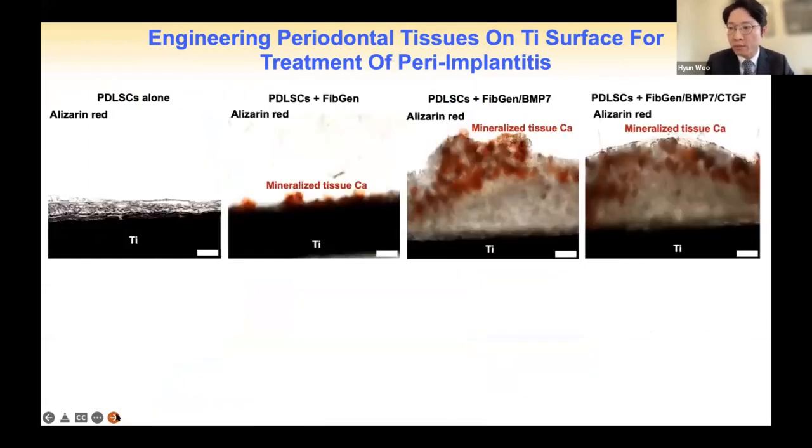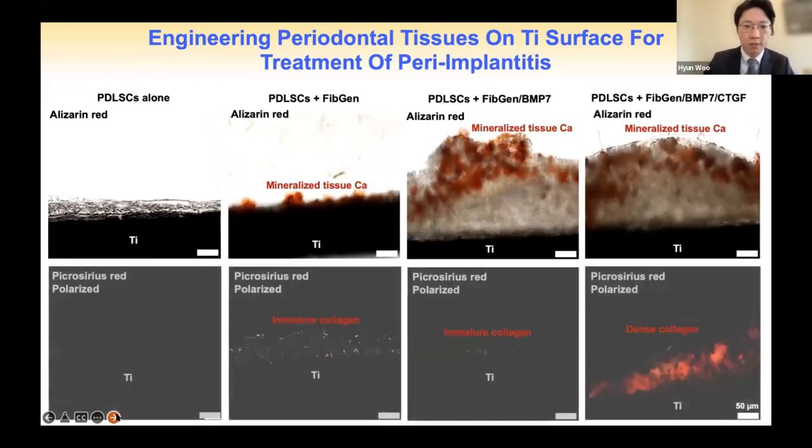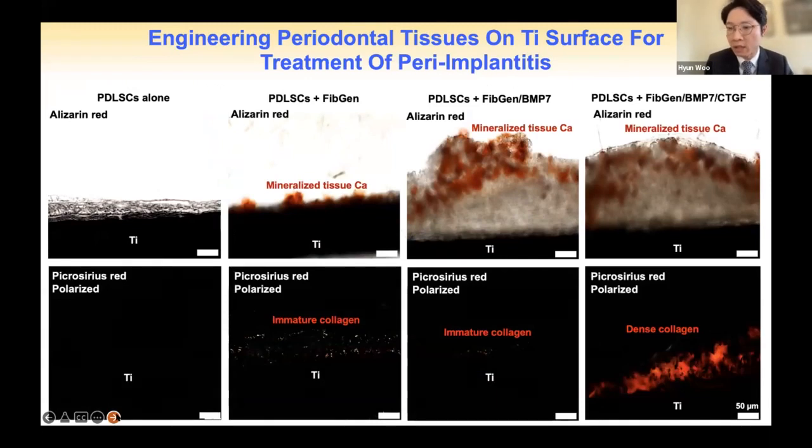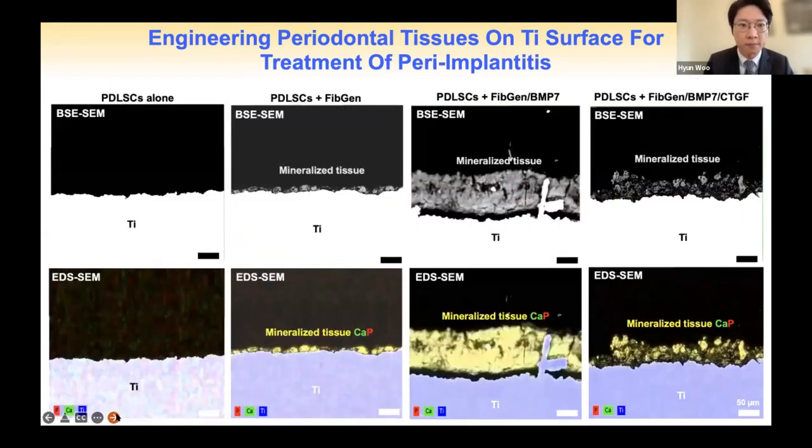Alizarin red showed calcium mineralized tissue formation in 3 groups, where you can see in red that BMP7 and CTGF showed more mineralization, but not PDL-SC alone. And Picrosirius red showed dense collagen formation with CTGF and immature collagen formation in the other 2 groups, but no collagen formation was detected in PDL-SC alone. The PDL-SC plus fibrinogen-apine hydrogel with BMP7 and CTGF group resulted in both mineralization and dense collagen formation.